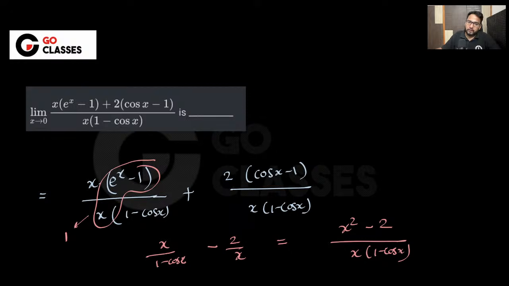Okay. Or is there some other way? Let me know. Do you think there could be some other way? Sorry, this is x square minus 2 into 1 minus cos x, right?